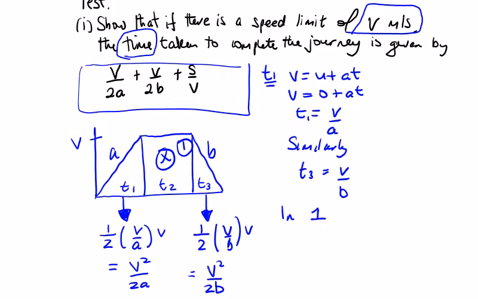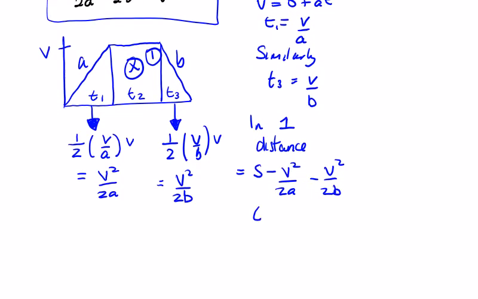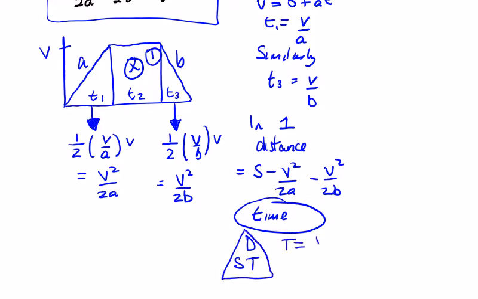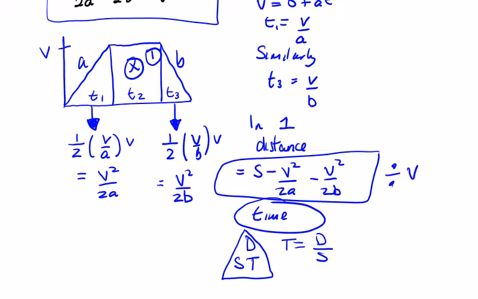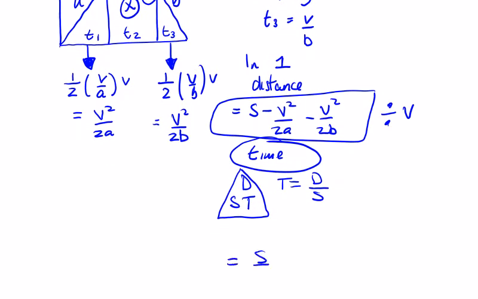In 1, distance is equal to s minus the other two, v squared over 2a minus v squared over 2b. And we want time, so we want time t2. So from our distance speed time triangle, time is equal to distance over speed. So this is the distance. If we divide it by the speed, which is v, we get s divided by v minus v squared over 2a divided by v, which is minus v over 2a.